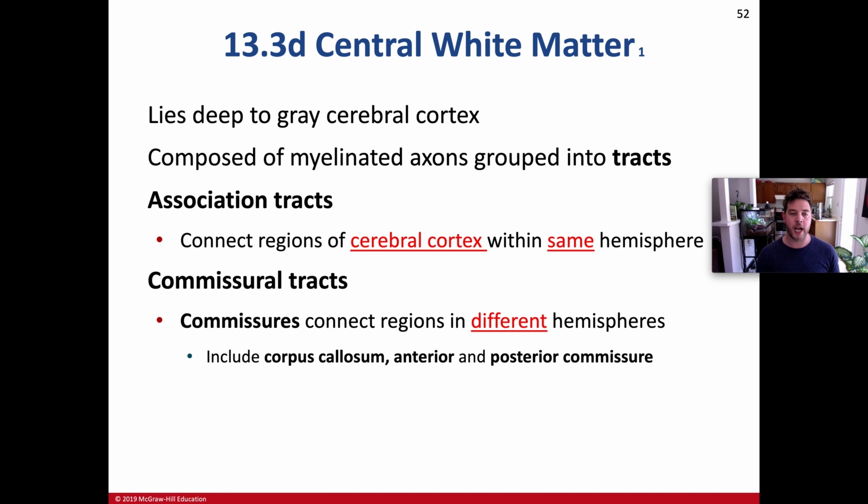So the association tracts connect regions of the cerebral cortex within the same hemisphere. So between the different parts of the left hemisphere, you have association tracts running back and forth between the different lobes, connecting them. Then you have commissural tracts, which connect the left and the right hemispheres. These include the corpus callosum, the anterior and posterior commissure. The corpus callosum is the thickest, the largest of those.